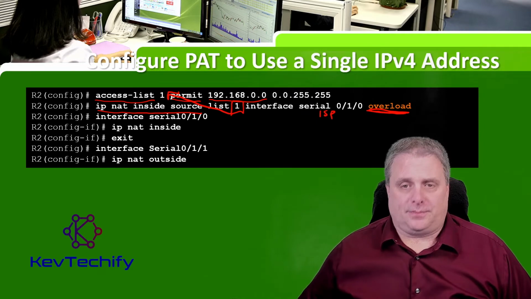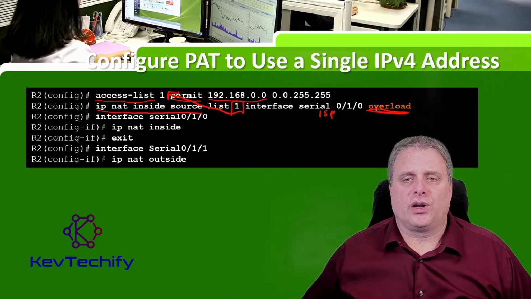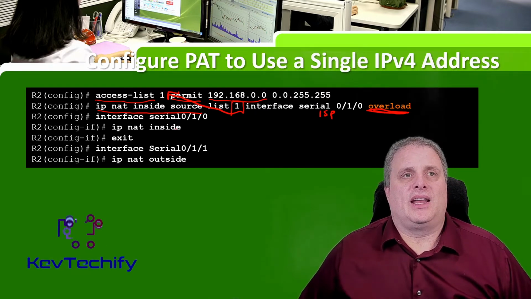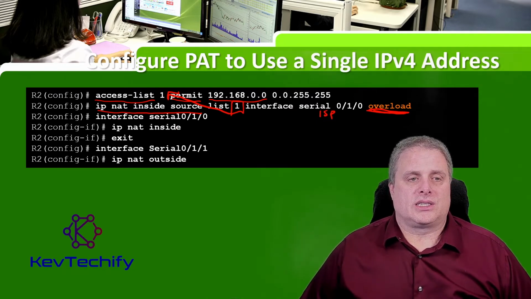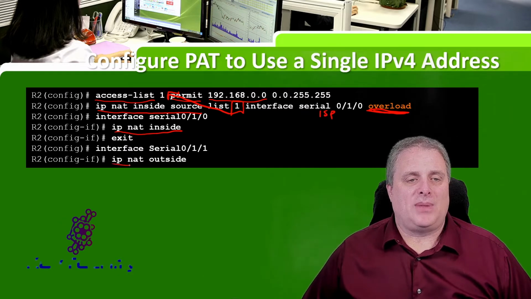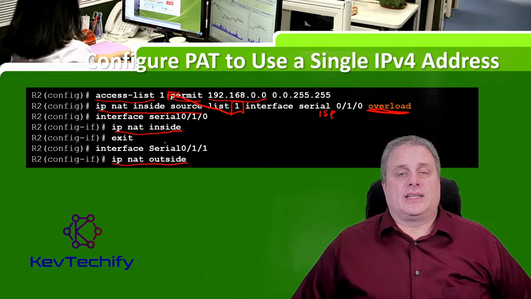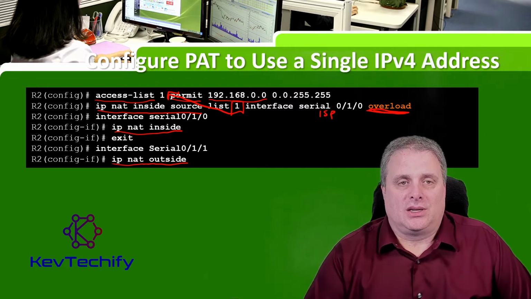Once we say access list 1 to our serial interface and we're going to overload it, then we have to define our inside and outside interfaces. Here we're going to go into interface serial 0/1/0. We're going to define that as our ip nat inside, and then we're going to go into serial 0/1/1 and define that as our ip nat outside, so our outside interface. That's all you have to do to set up this PAT, this one-to-many addresses.